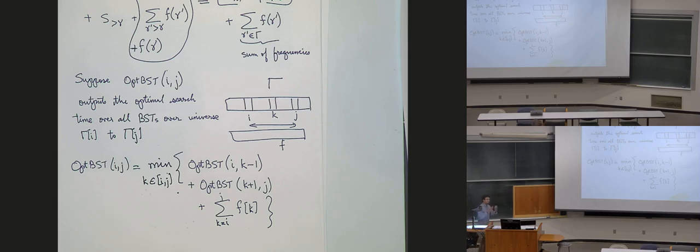Yeah, but you have to combine all of these paths into one tree. You can't independently choose a different path for each, right? The point is you have to get one tree that gives you all the paths. And so there are dependencies amongst these different depths.